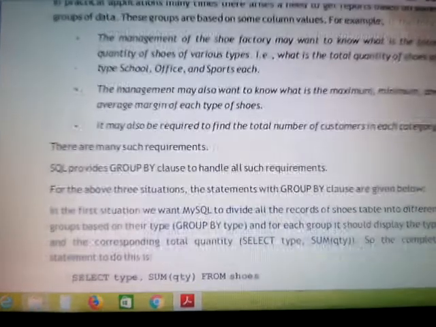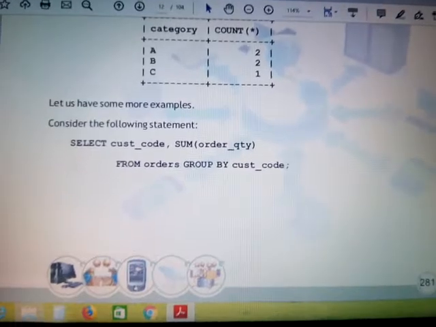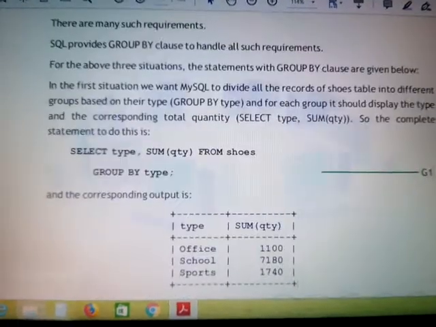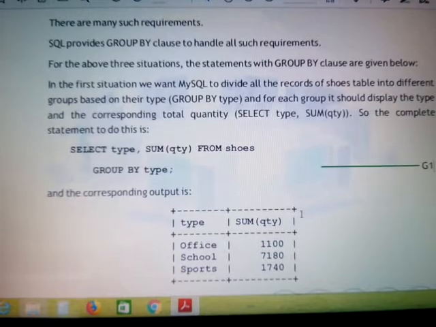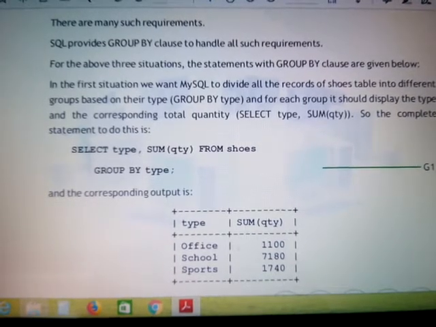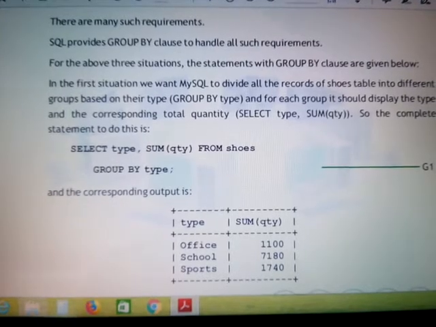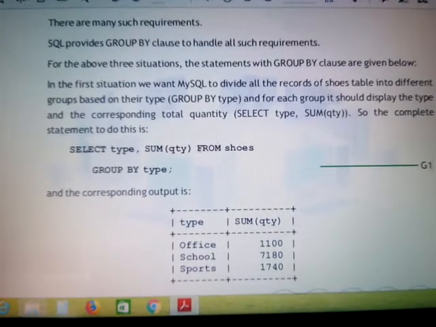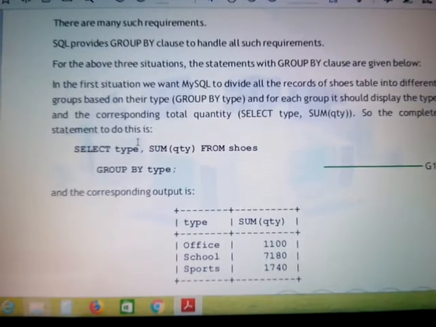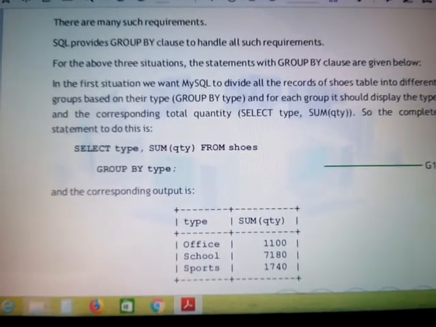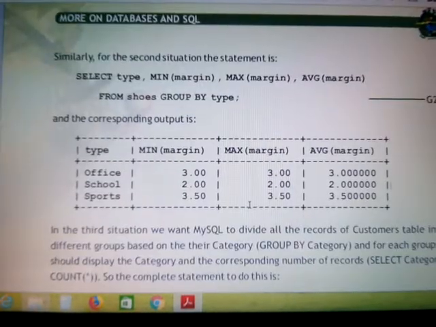Its output will be this: office, because O comes first in the alphabet. Then we'll find its summation. So sum comes out to be 1100, likewise for school, and then for sports. So this is your answer as per this statement which we have written. I told you all, whatever is written after select is displayed in the output field. So this is all about group by clause.